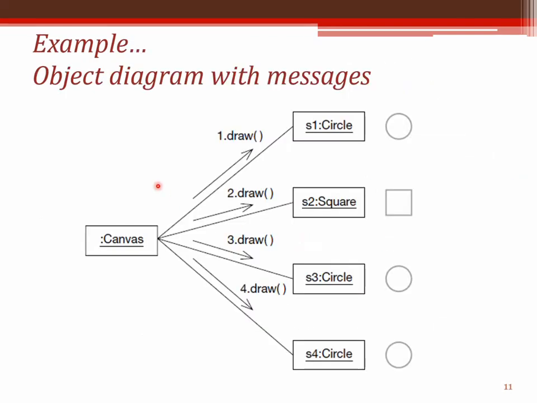In the given example, there is a class called Canvas, which is a superclass. This contains multiple shape objects, such as circles and squares. When the Canvas object invokes a draw function, each object responds according to its own implementation. This makes software flexible, extensible, and easier to maintain because new shapes can be added without modifying the existing code.